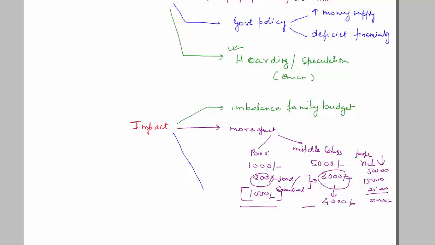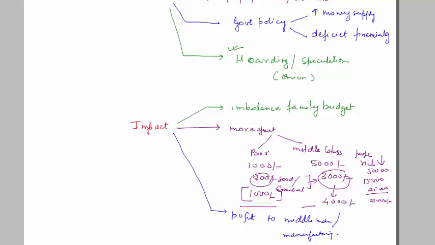Third most important is that, obviously, because hoarding and everything happens, it profits middlemen and manufacturers, because they increase the price, so there is a lot of profit to the middleman and manufacturers.